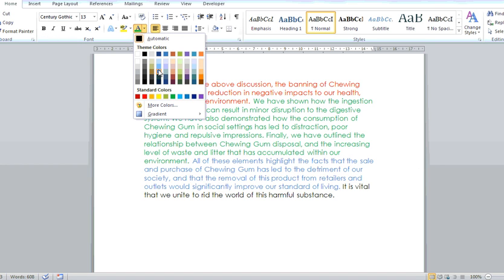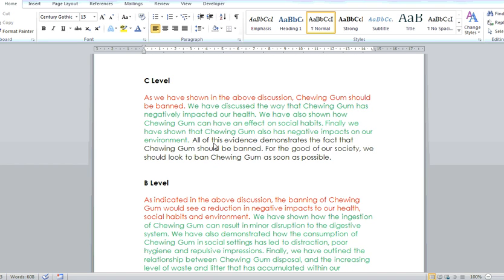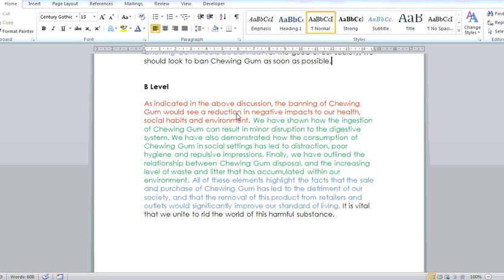That's our third section, and what they had to do there was link together all of this information and show how it was related. In the C level, we did this as well, but we did it much less specifically and in much less detail. We said, all of this evidence demonstrates the fact that chewing gum should be banned. Once again, I spoke in the last video about the fact that we say chewing gum should be banned 3 or 4 times in this essay, and when you're writing at a B level, we want to avoid repetition and make sure we've got a variety of our language.